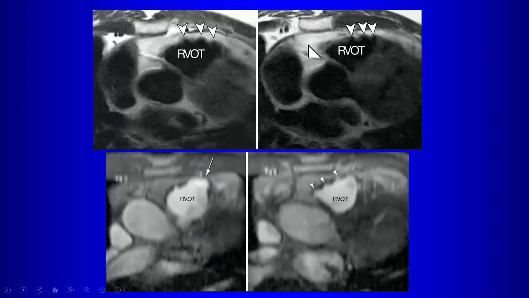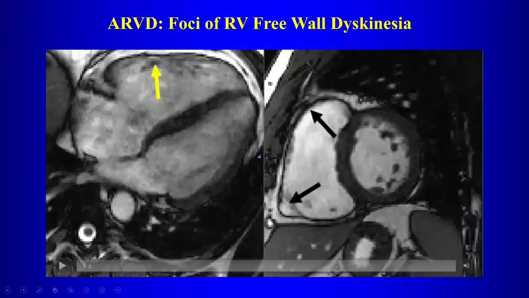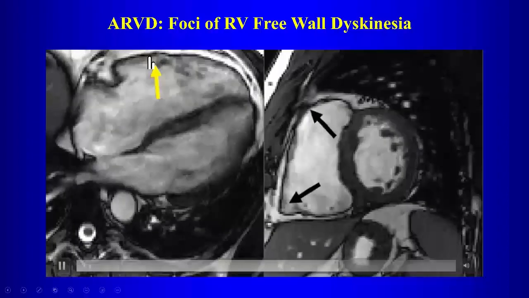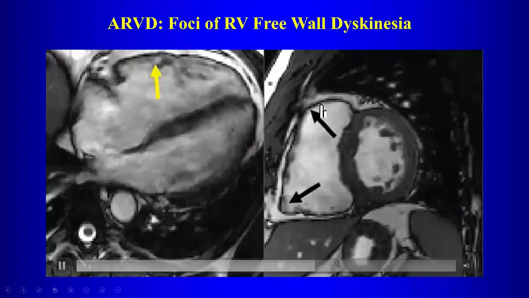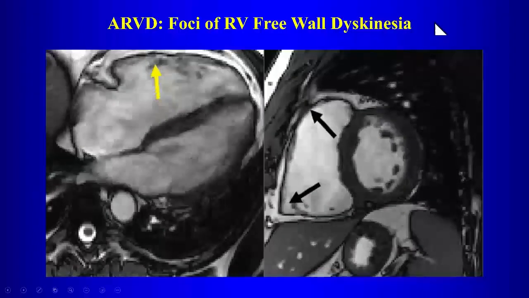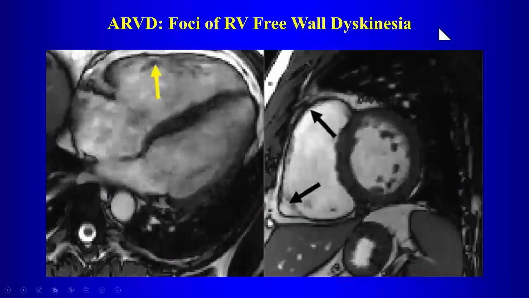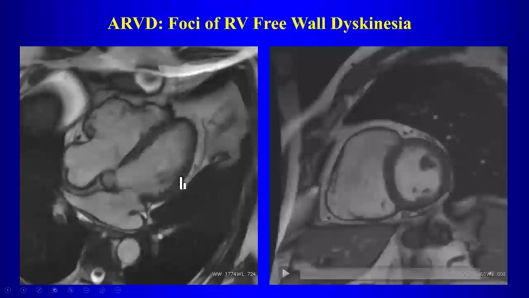So abnormal wall motion, areas of dyskinesia, this is something that you're going to be looking for in these patients. So you can see this bulging out of the right ventricle, especially along the outflow tract here. So dyskinesia along the free wall of the right ventricle, that is something that you are looking for to make the diagnosis in these cases.